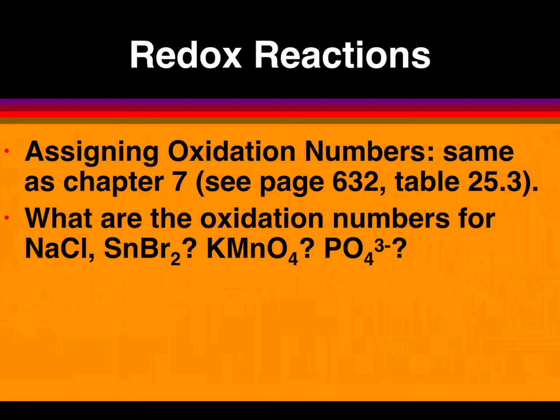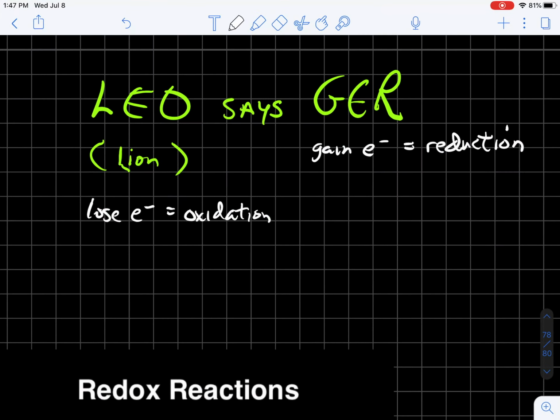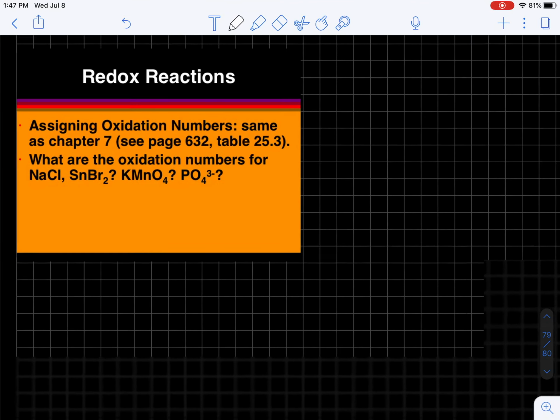So the first thing you have to be able to do to assign reduction and oxidation is to assign oxidation numbers, so you can see how they're changing. So we're going to work out these four. Now the binary ones you've done before, and you might have done a little bit with the polyatomics and the ternaries, but we're going to go over it anyway.